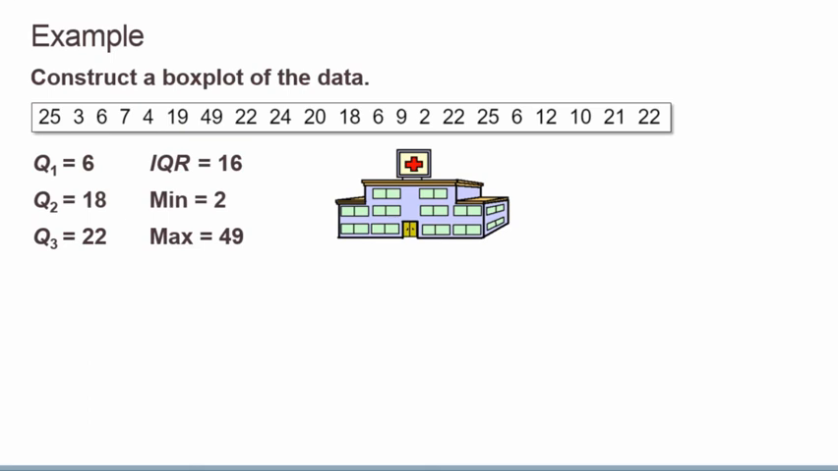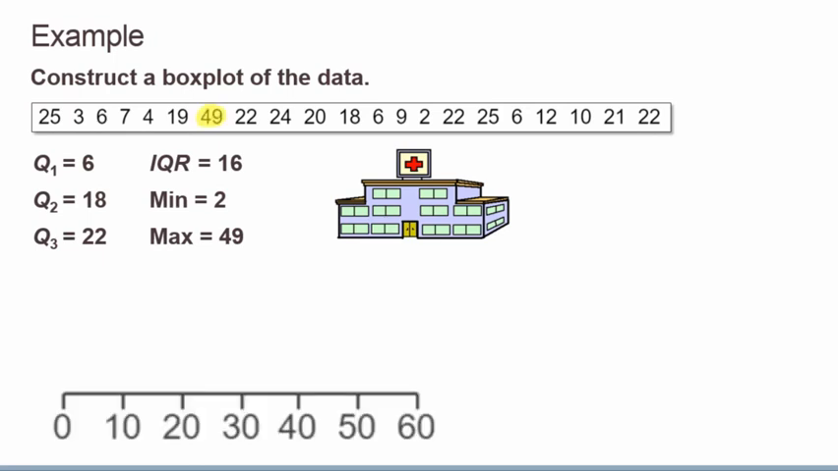Example: construct a box plot of the data. So we have Q1 is 6, Q2 is 18, Q3 is 22, the IQR is 16, the min is 2, the max is 49. We know that our max is an outlier, so we have to keep that in mind when we are drawing our graph. First, we have our number line. For this number line, I've chosen to number it by tens. So I start with 0 and end with 60.